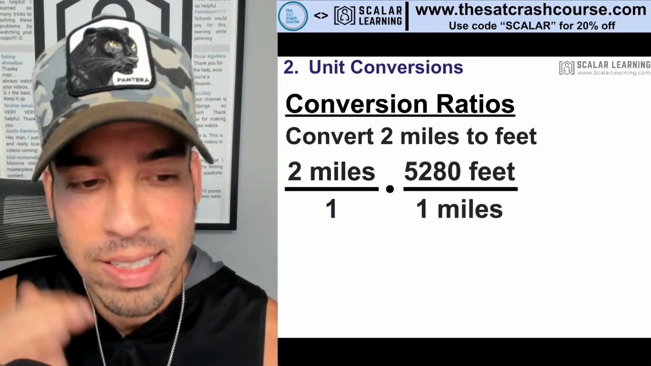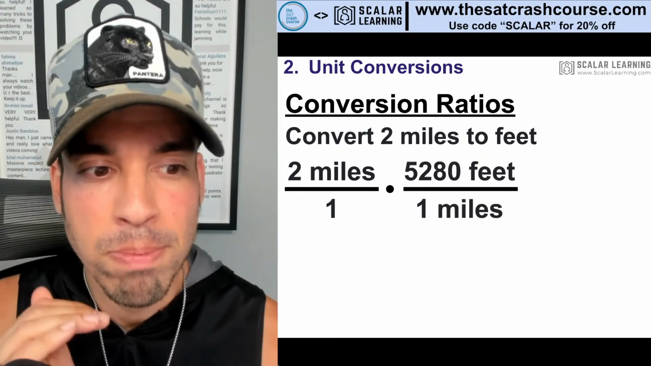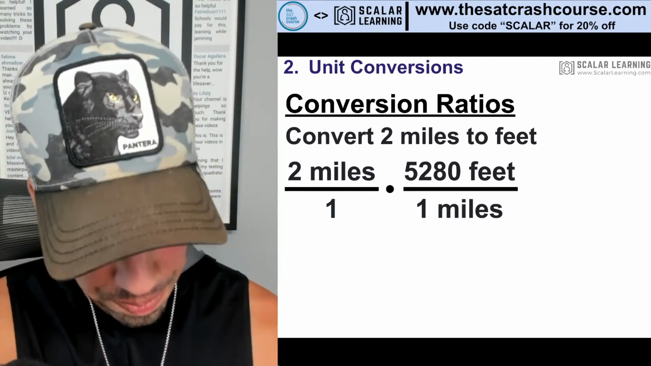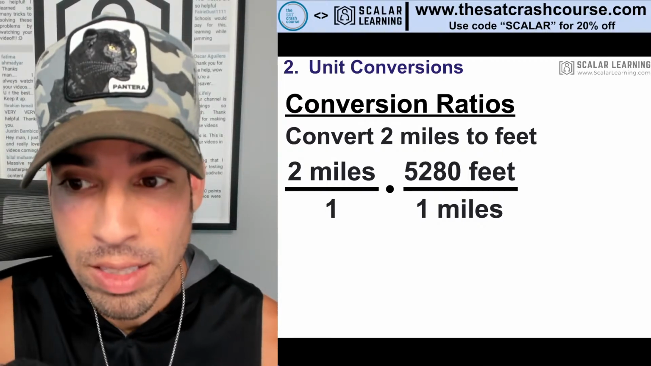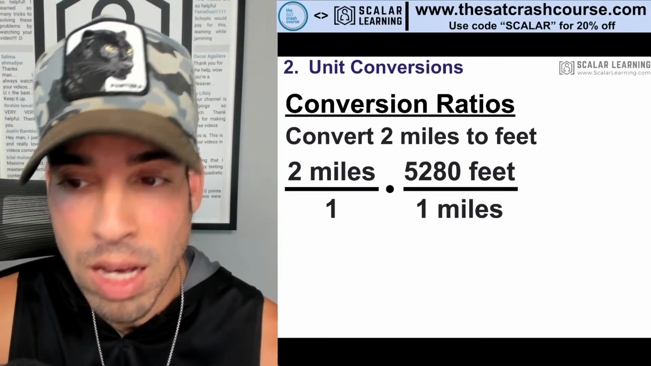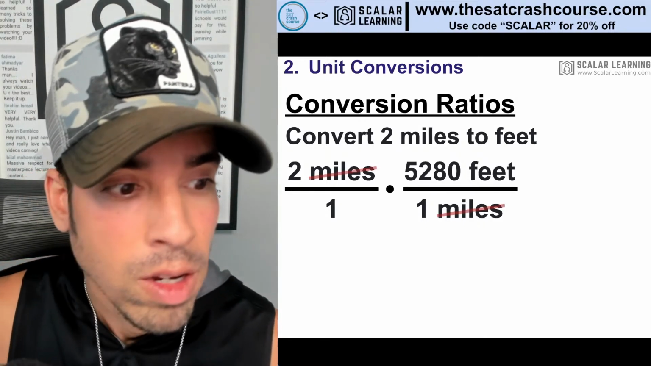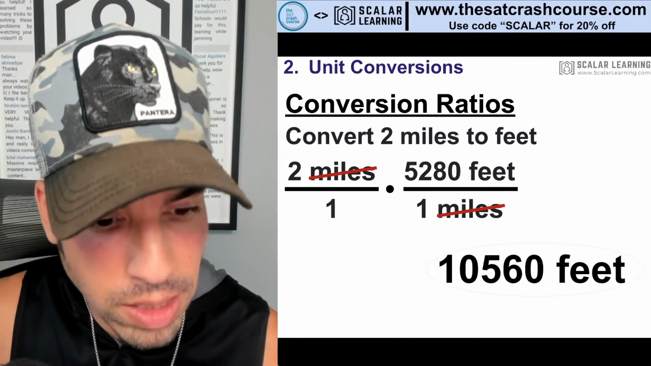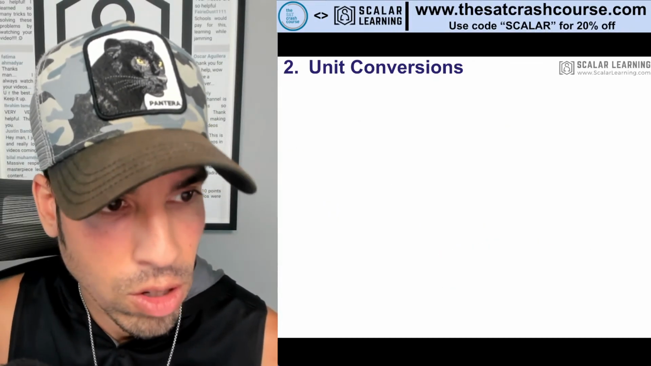So we're going to place it in this order. Now, why did I put miles on the bottom and feet on the top? The reason is that miles on the left is on the top, so I want it to be flipped. I want the miles to be on the bottom. This way, miles will cancel out and we're left with feet at the end. So we cancel those out. 2 times that, we get 10,560 feet. And there it is. Okay.